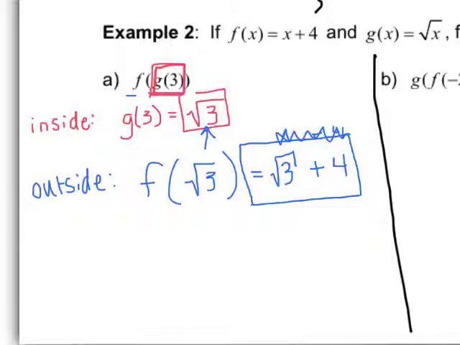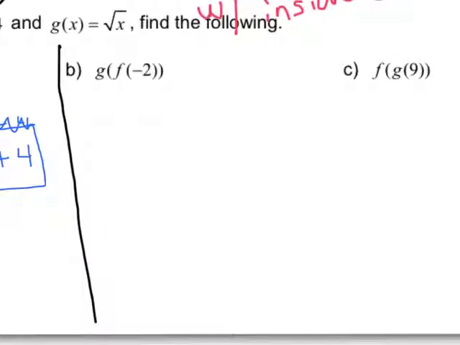All right, so let's do question B. So I'm going to do it in that same way, where I'm going to do the inside in red first. So f of negative 2.